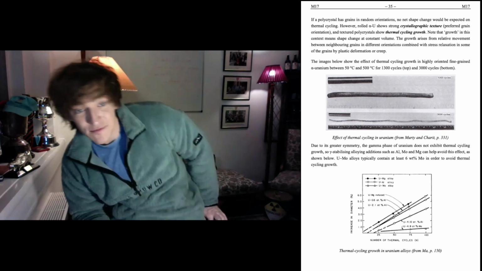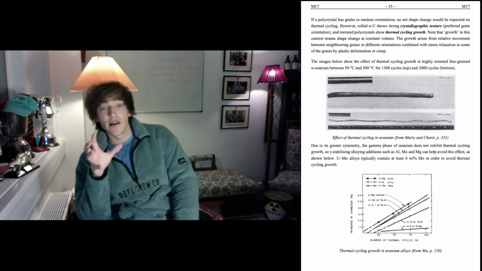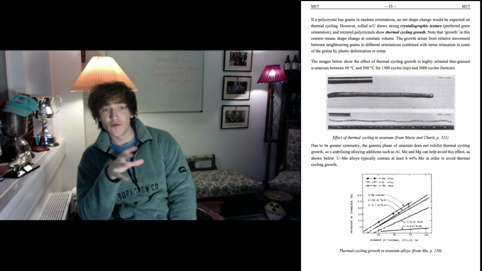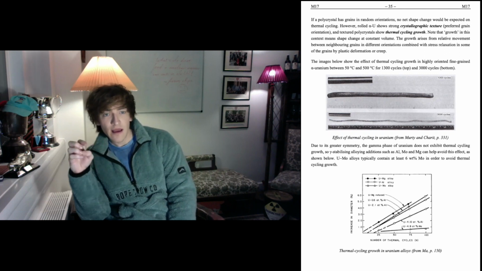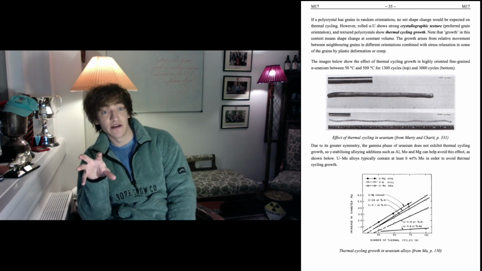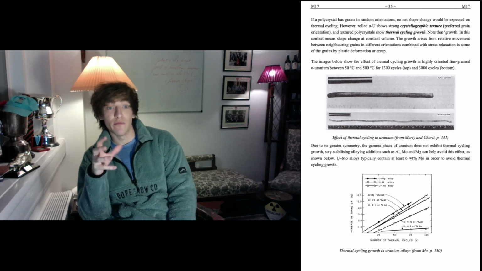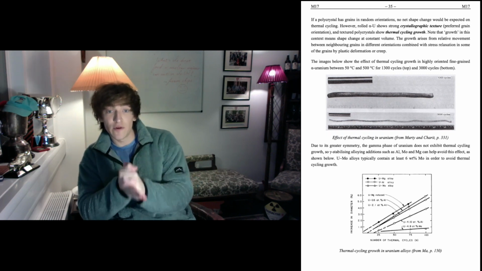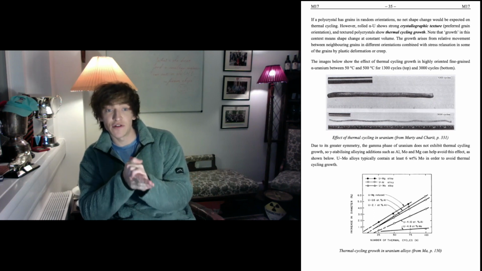Anyway, so that bar was of a highly orientated, fine-grained alpha uranium, cycled between 50 and 500 degrees Celsius. Now you've got to understand that the term growth in this context means a shape change but constant volume. So you're retaining a constant volume. And this shape change comes from the movement of the grains in different orientations, combined with the stress relaxation of some of those grains due to creep and plastic deformation.